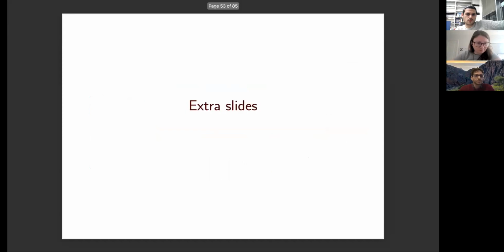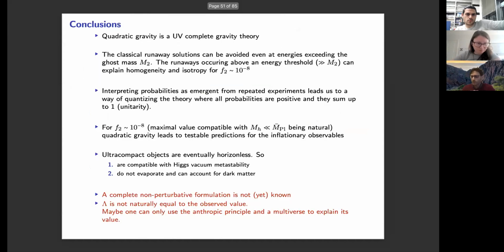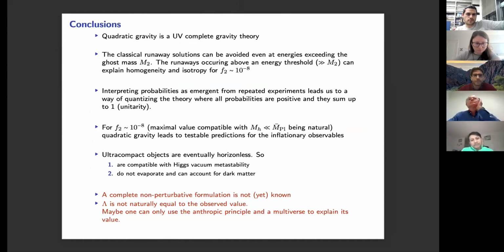Okay, so going back to the conclusions. Quadratic gravity is a UV complete gravity theory. The classical runaway solutions can be avoided even at energies exceeding the ghost mass M2, and the runaways occurring above an energy threshold, which is much bigger than M2, can explain homogeneity and isotropy for f2 of order 10 to the minus 8, which is the value suggested by the Higgs mass naturalness.